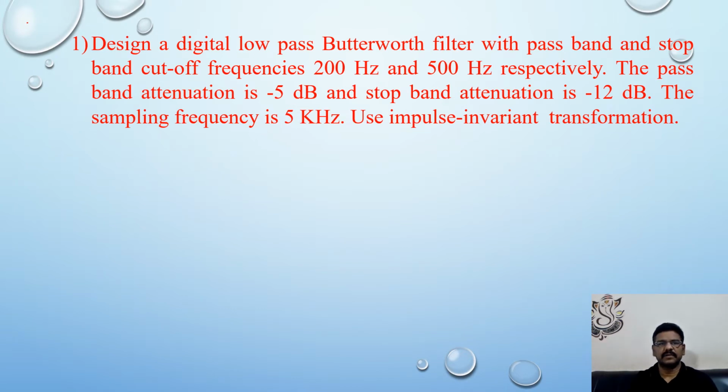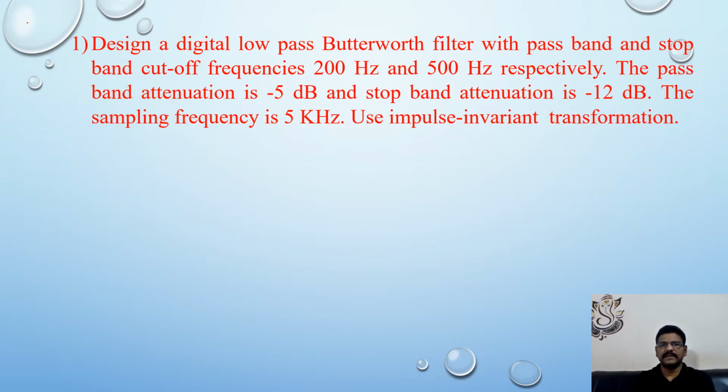I'll read out this problem first. Design a digital low pass Butterworth filter with passband and stopband cutoff frequencies 200 Hz and 500 Hz respectively. The passband attenuation is minus 5 dB and stopband attenuation is minus 12 dB. The sampling frequency is 5 kHz. Use impulse invariant transformation. So how to design this problem?